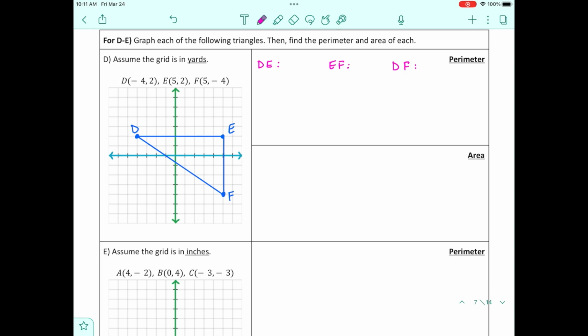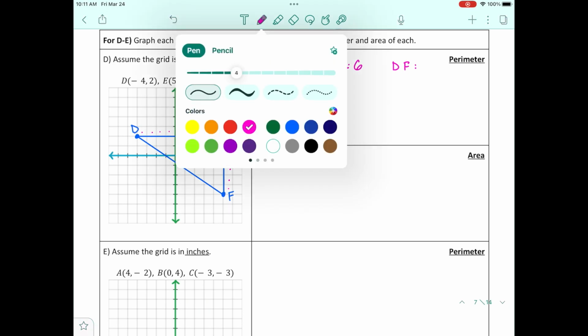So for DE, I can just count 1, 2, 3, 4, 5, 6, 7, 8, 9. If you have a line that lies directly on the coordinate grid, like DE does, then counting it is the fastest way to find its length. EF, similar process, 1, 2, 3, 4, 5, 6. Again, count the total boxes. And then you'll notice where that distance formula comes back in.